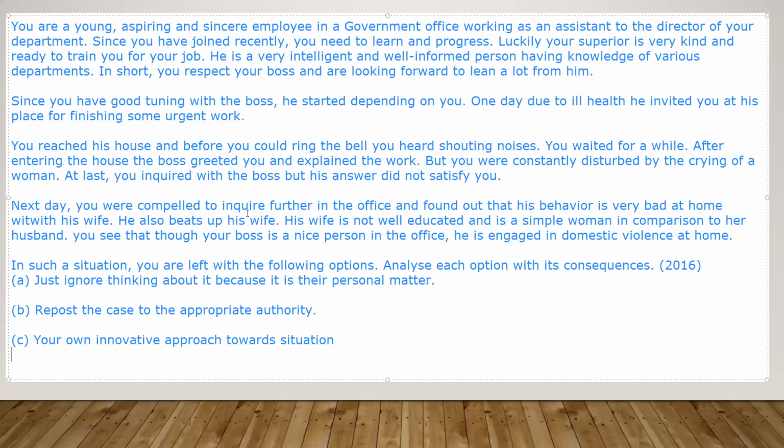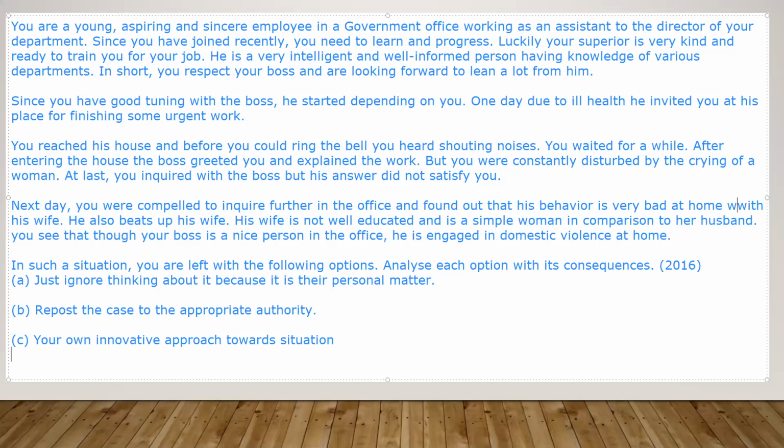Next day, you inquired. His behavior is very bad with his wife. He also beats up his wife. His wife is not well educated, a simple woman in comparison to her husband. You see that though your boss is a nice person, he is engaged in domestic violence at home. So option one is to just ignore it, thinking it is their personal matter.